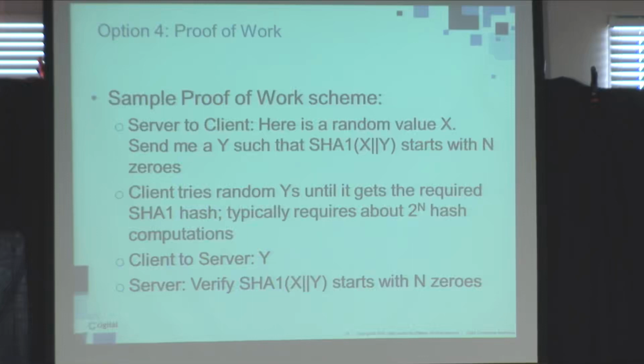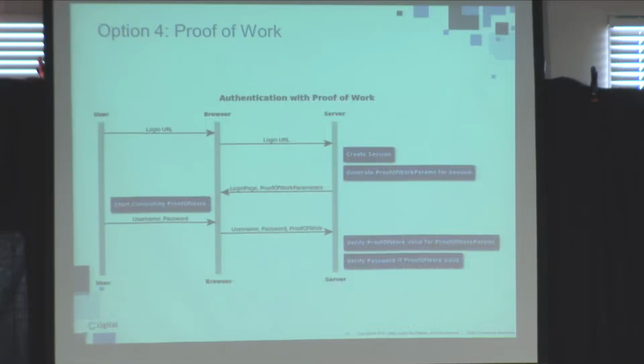So if we were to use proof of work, how would that work? We go to a login page, the server will send some proof of work parameters, the number of zeros, the algorithm to use, and so forth. The browser starts computing it, maybe right away. The user puts in their username and password, submits them. As soon as the proof of work value is ready, the username, password, and proof of work get submitted. The server verifies that the proof of work is valid, and then verifies the password. If it's not valid, then it just throws it out.